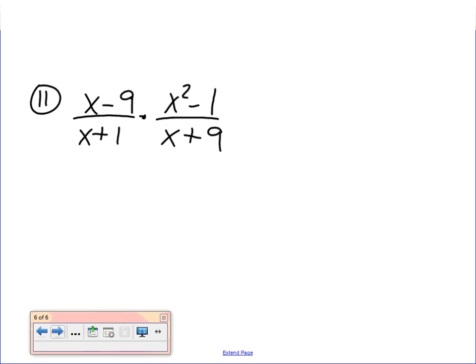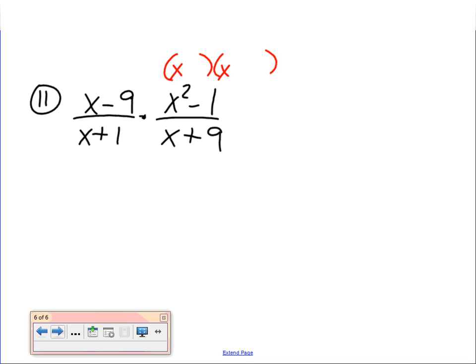Notice the dot between the two rational expressions, which means I'm multiplying. However, before I multiply straight across, what I want to do is see if I can factor anything out. X minus 9, can't factor that. X plus 1, can't factor that. X squared minus 1, I can factor that. Matter of fact, we just did one like it a second ago. It's called difference of squares.